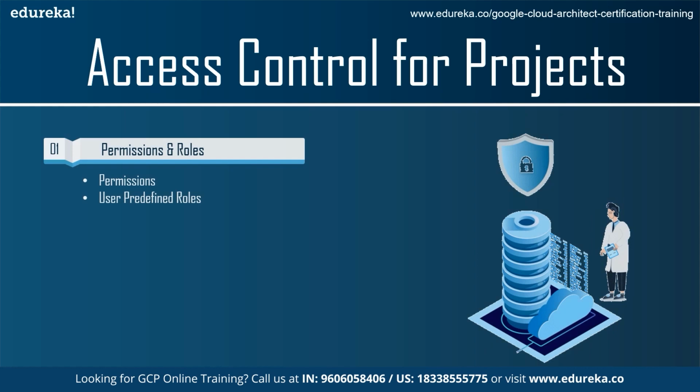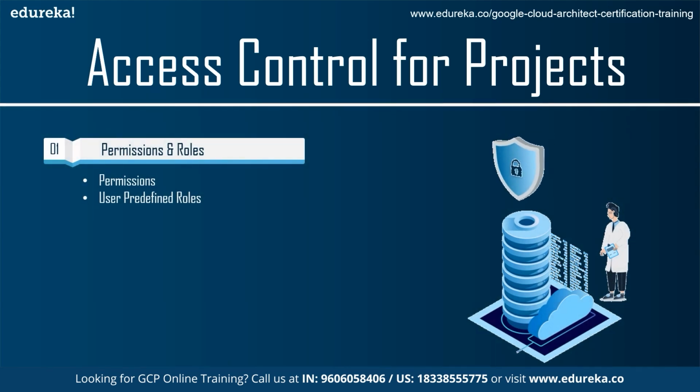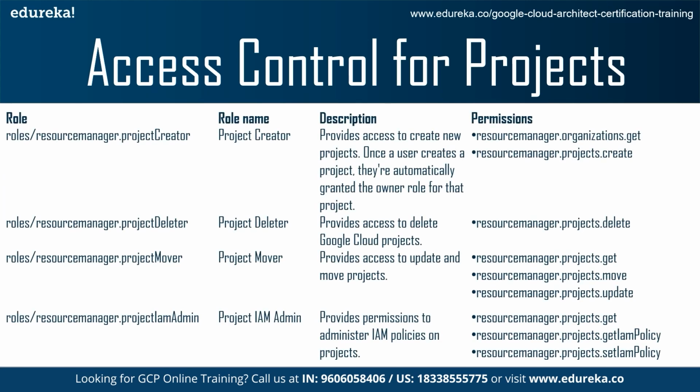Then there are predefined roles as well. IAM predefined roles allow you to carefully manage the set of permissions that your users have access to. The following table lists the predefined roles that you can use to grant access to a project. Each role includes a description of what the role does and the permissions included in that role. So you can see the role name and the description. For the role named Project Creator, you can see that it provides access to create new projects. Once a user creates a project, they are automatically granted the owner role for that project. Then you can see the specific permissions for it, like resourcemanager.organizations.get. Similarly, for Project Deleter, Project Mover and Project IAM Admin, specific permissions are there, and you can see the descriptions also.